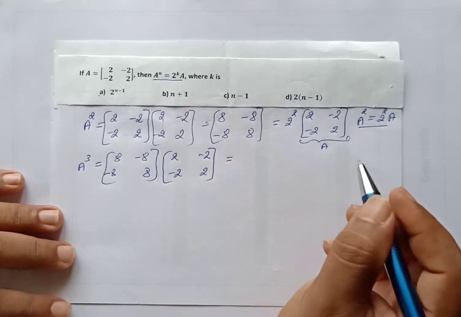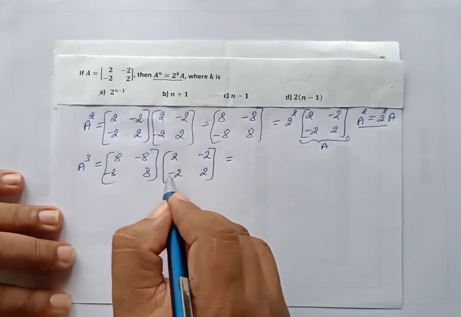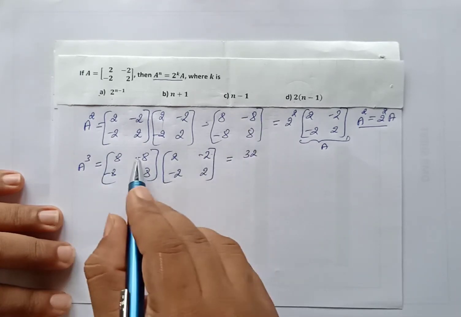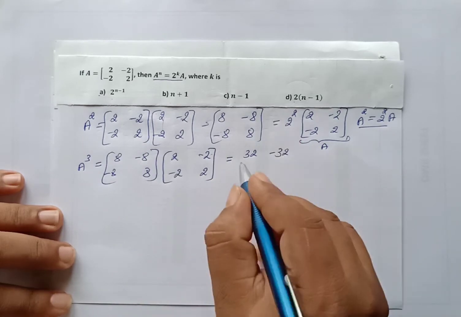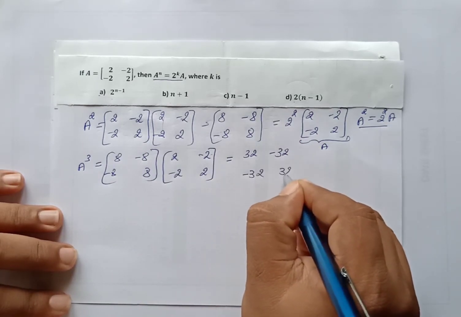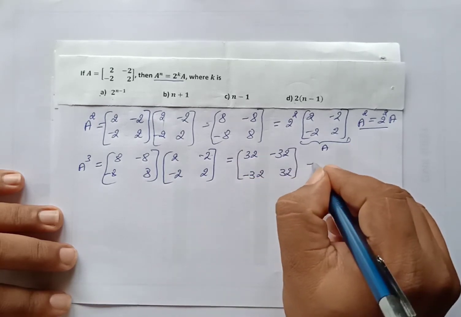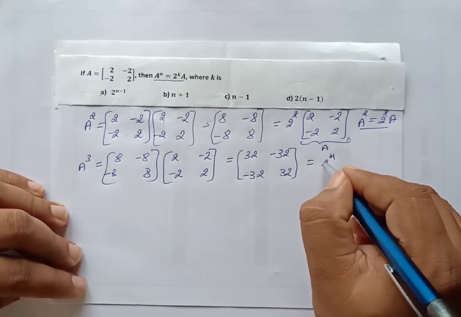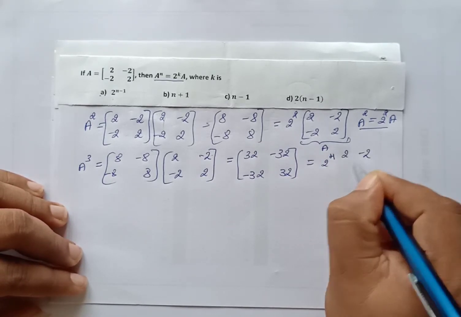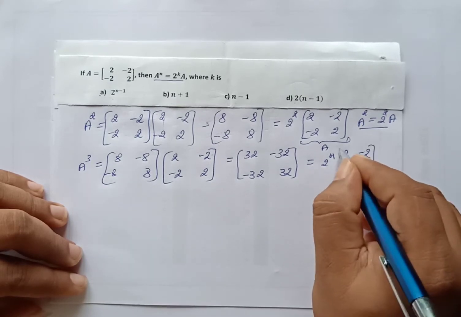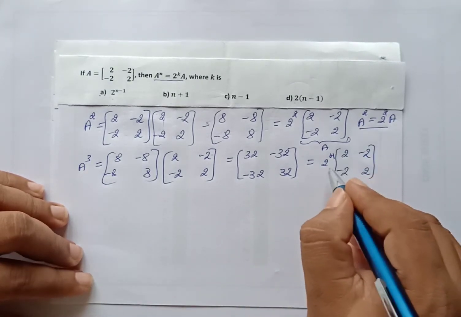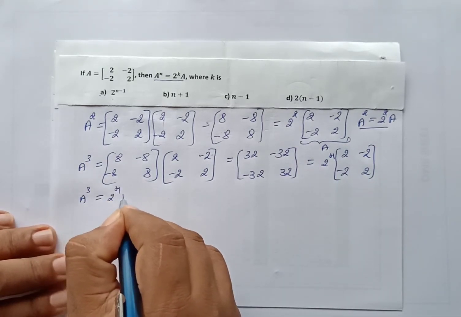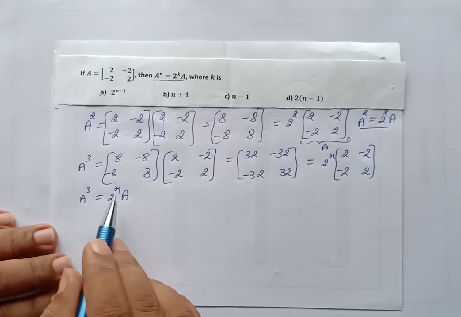If you multiply these two, what will happen? 16 plus 16, 32. Minus 16, minus 16, so minus 32. If you once solve this problem, easily you can find the remaining elements. We can take 16 outside, that is nothing but 2 to the power 4, into 2 minus 2 minus 2 2. Now, just observe, with this we can write A cube equal to 2 to the power 4 into A.